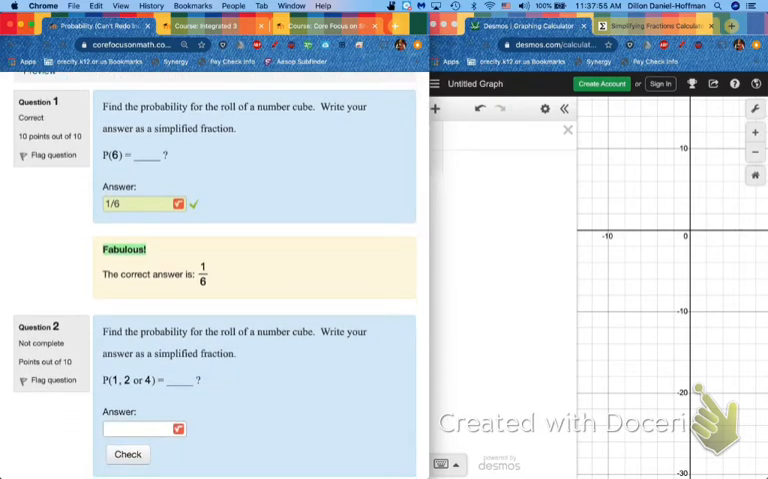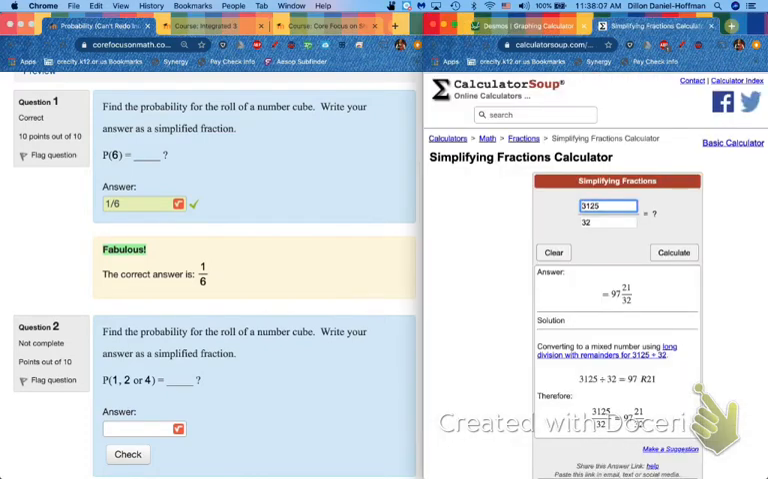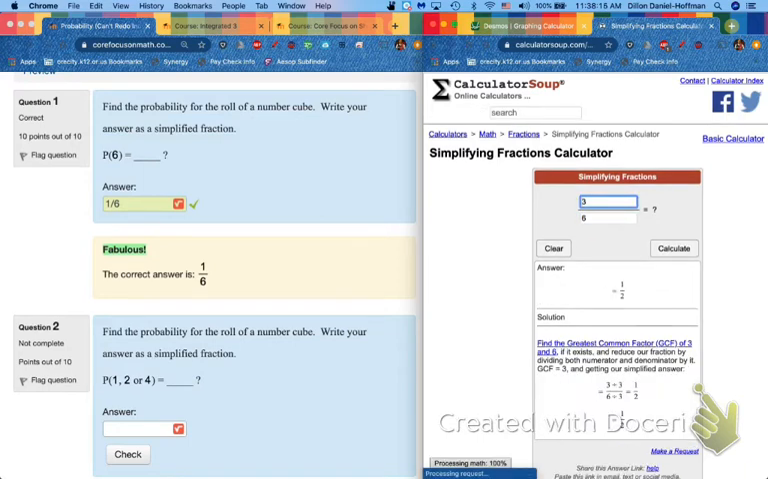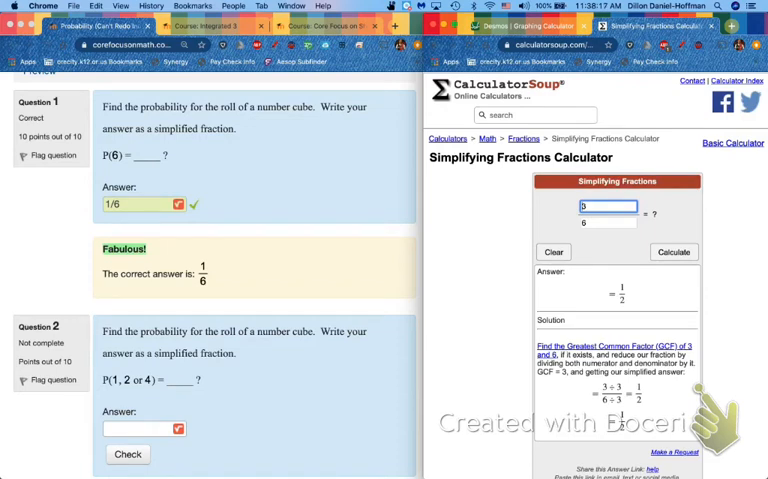Now we have a number cube again, but the probability of rolling a 1, 2, or 4. Now we have 3 choices out of still 6 options. And the simplifying fraction calculator, look at that improper fraction I did long ago. 3 out of 6. You should probably know this, but even if you don't, hey, it's 1/2. You reduce the numerator and the denominator by 3 and get a half.